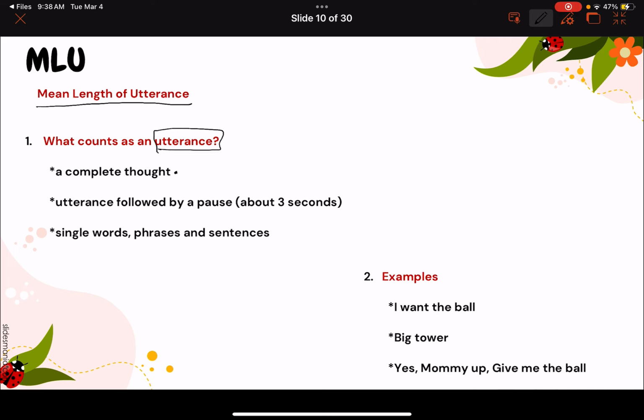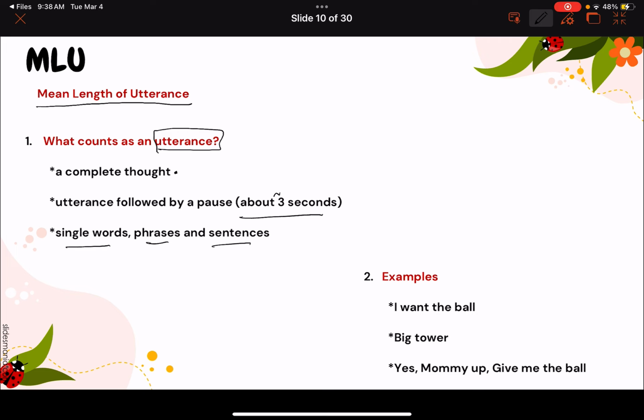So even if it's not a complete sentence, right? That's really important. It's a complete thought that the child has, which oftentimes is not a complete sentence, especially for those we are analyzing. An utterance followed by a 3-second pause is going to be a new utterance. So this is what we talked about, that 3 seconds, approximately 3 seconds. But also single words, phrases, and sentences all count.